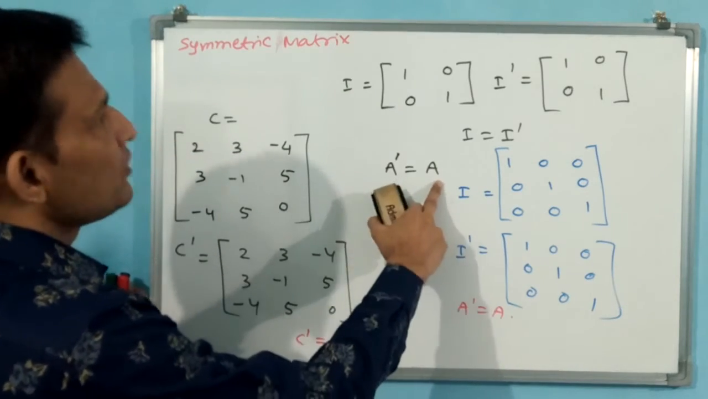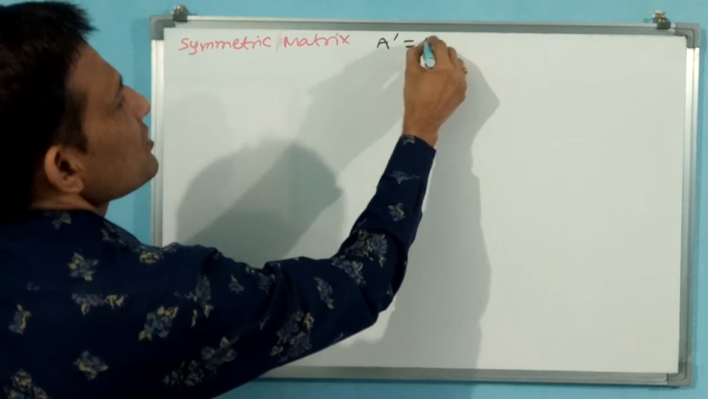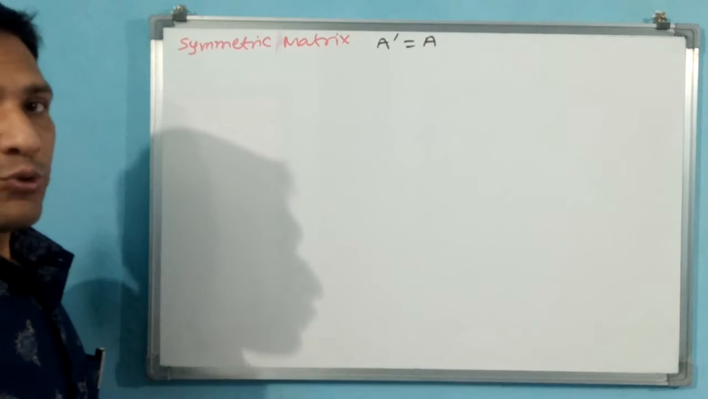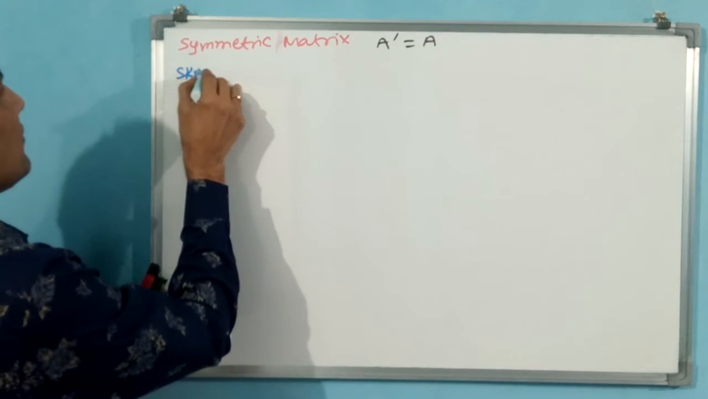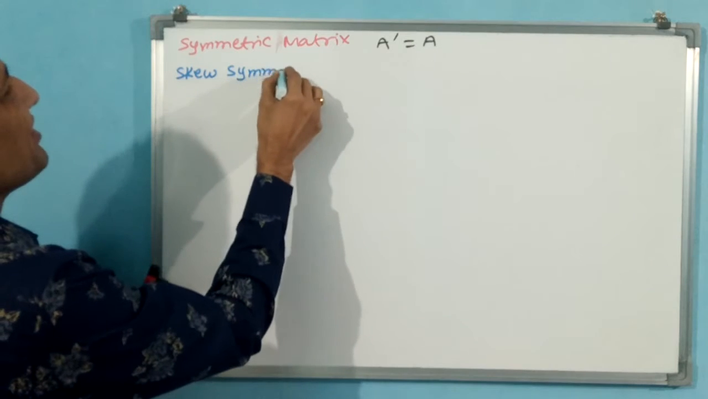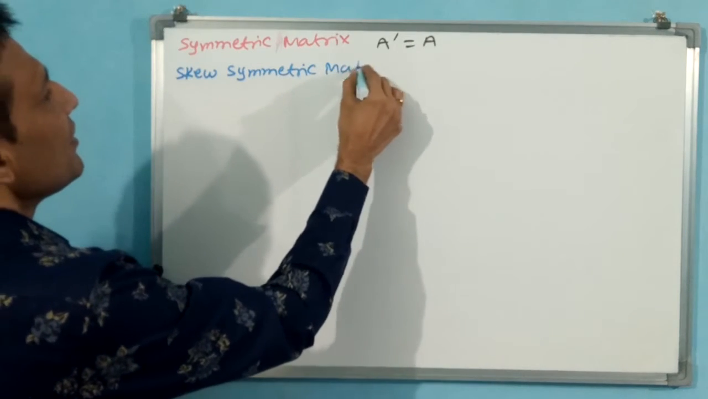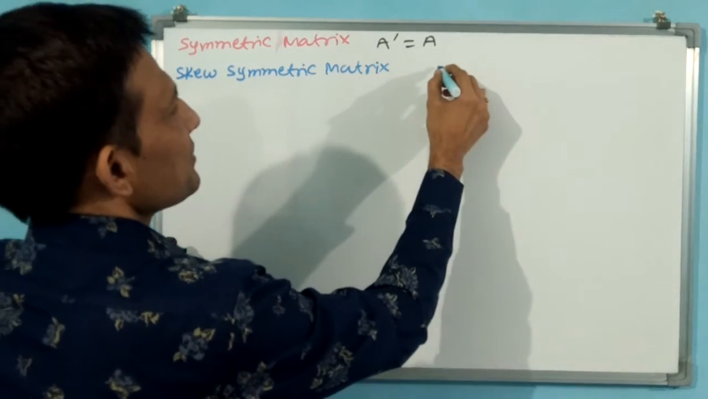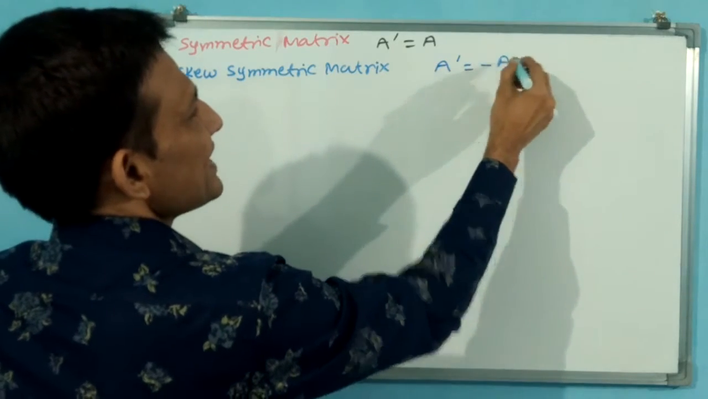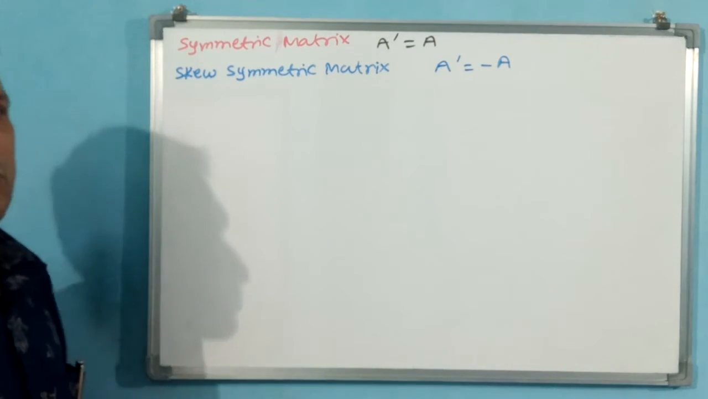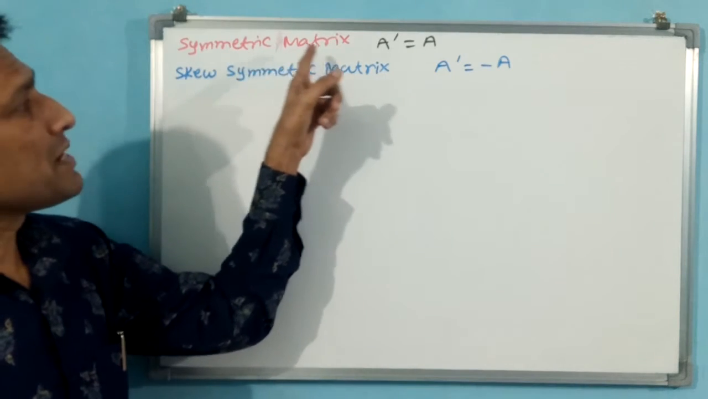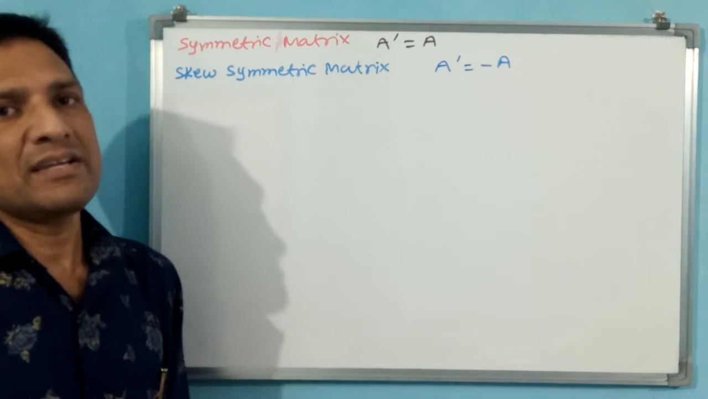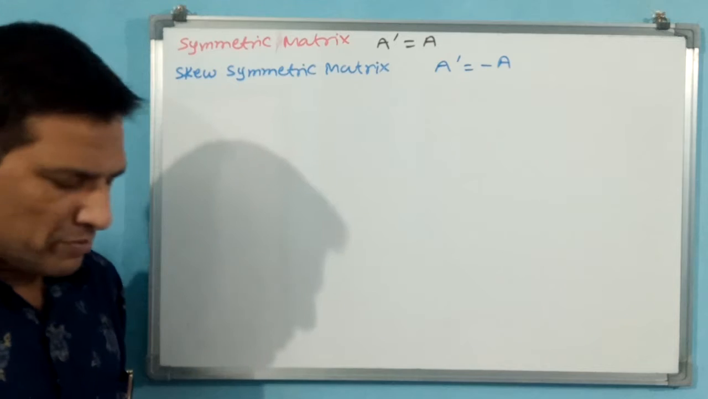A transpose is equal to A. And again I am writing here, A transpose is equal to A has to come. Okay. This is a symmetric matrix. Now we are writing a skew symmetric matrix. What is this concept? This concept is, see here, A dash is equal to minus A. A transpose is equal to minus A. You compare this with symmetric, A transpose is equal to A, but if skew symmetric A transpose is equal to minus A comes, then that is going to be called skew symmetric.